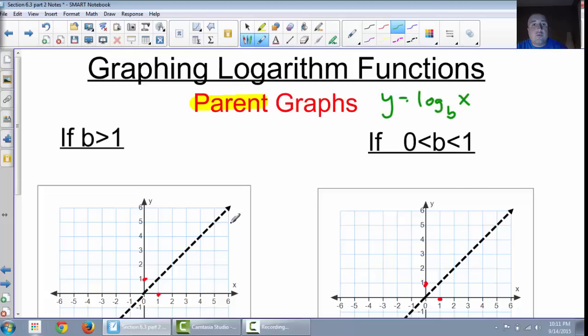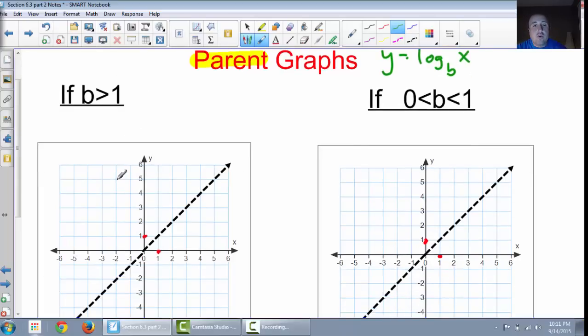When b is greater than 1, our graphs look like this. Notice that they both go through the points (1, 0) and (0, 1). So there are the parent graphs when b is greater than 1.